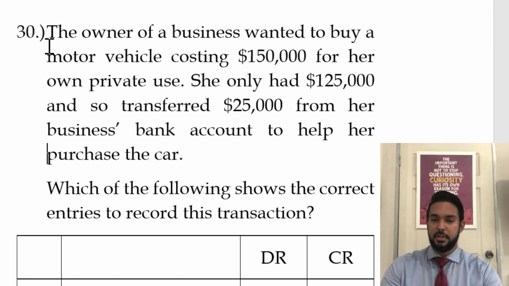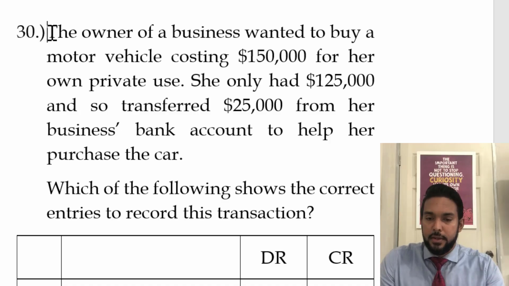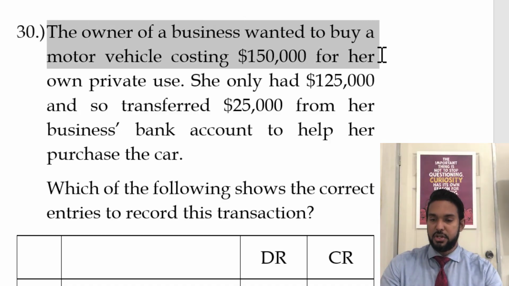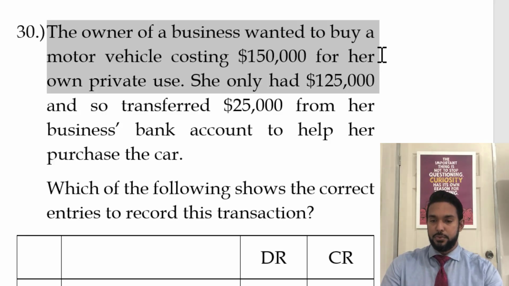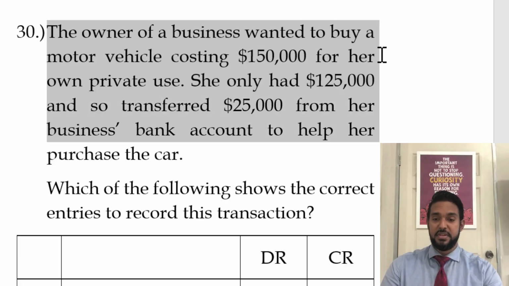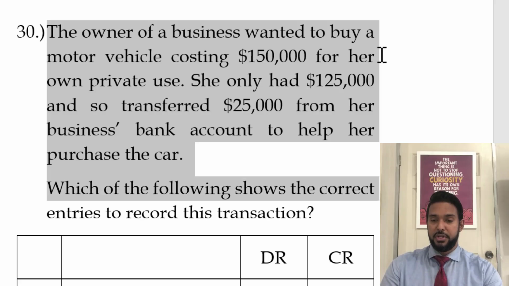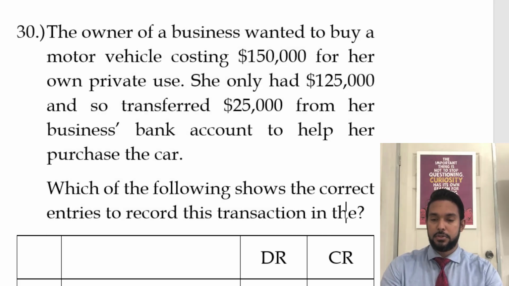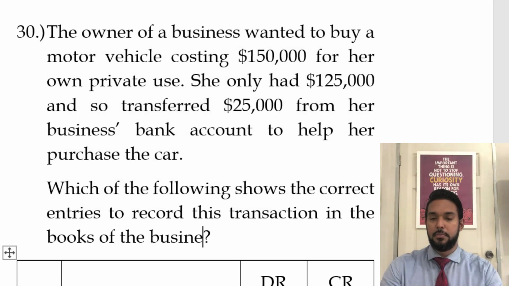Okay, so number 30, last question for today's video. The owner of a business wanted to buy a motor vehicle costing $150,000 for her own private use. She only had $125,000 and so transferred $25,000 from her business's bank account to help her purchase the car. Which of the following shows the correct entries to record this transaction in the books of the business?